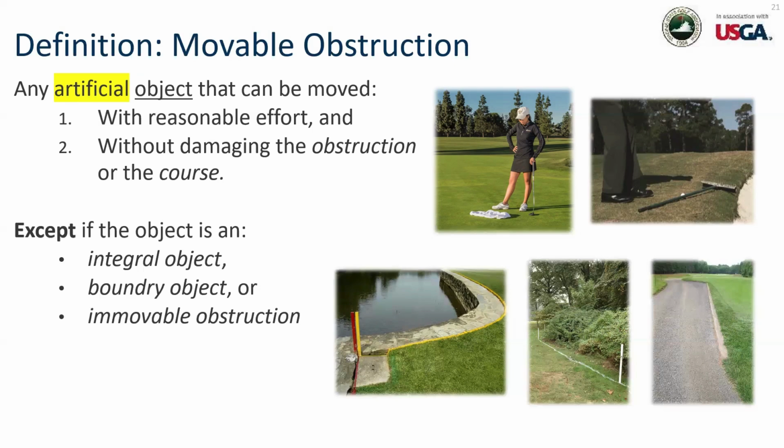However, the rules tell you that boundary objects are fixed. You are not able to pull those out of the ground and play from them if your ball's up against it. You just kind of have to leave them in place, and you're not going to get free relief from them. And then the last one is if it is an immovable obstruction. If something's considered to be immovable, you have to treat it under Rule 16. You wouldn't be pointing to this Rule 15 in order to get relief.